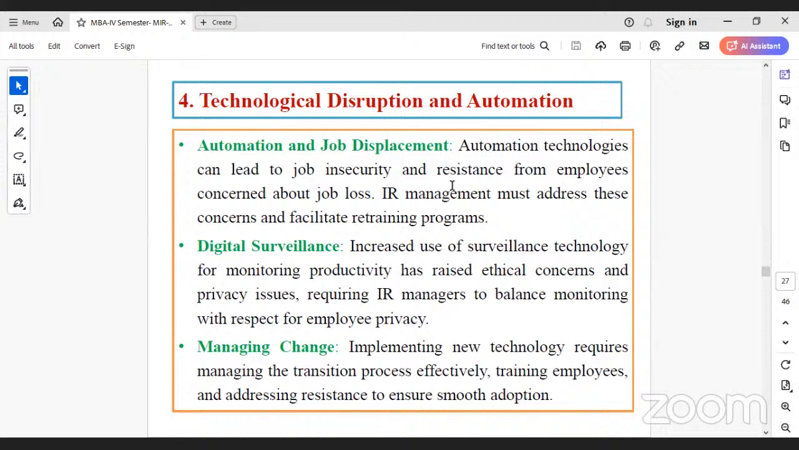Digital surveillance. Increased use of surveillance technology for monitoring productivity has raised ethical concerns and privacy issues, requiring IR management to balance monitoring with respect for privacy. And managing change. Implementing new technology requires management.